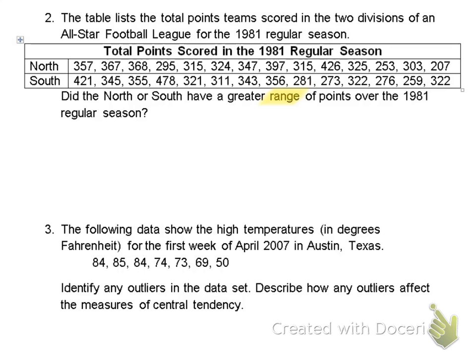I can just look through them to find the least and the greatest for each one. So looking at the North, I see a lot of 300s. I see one 200 there. Going over to the right a little bit further, I see another 200, 253, and then 207. That looks like the smallest to me. I don't see anything smaller than that in my list.